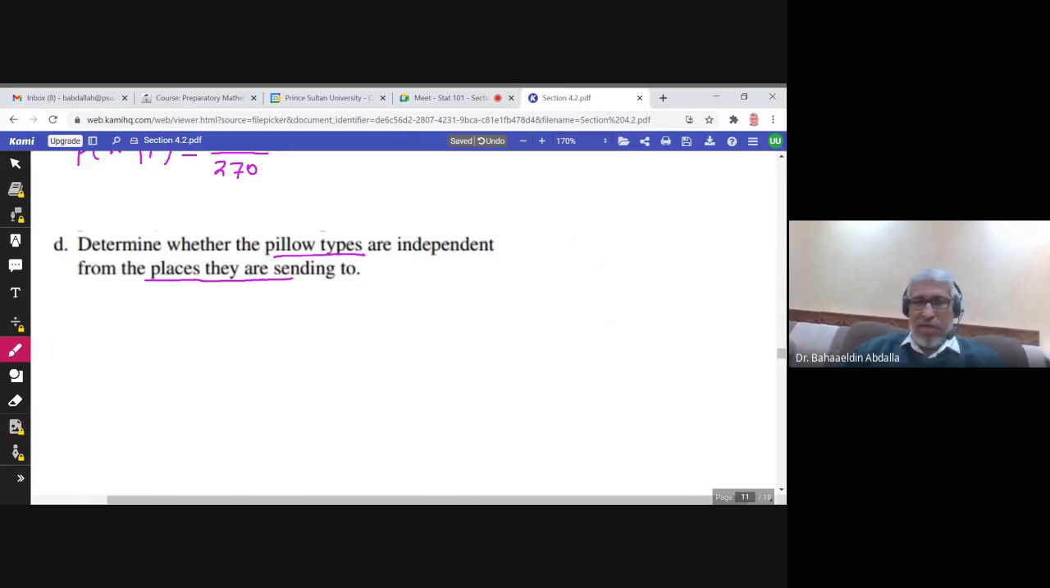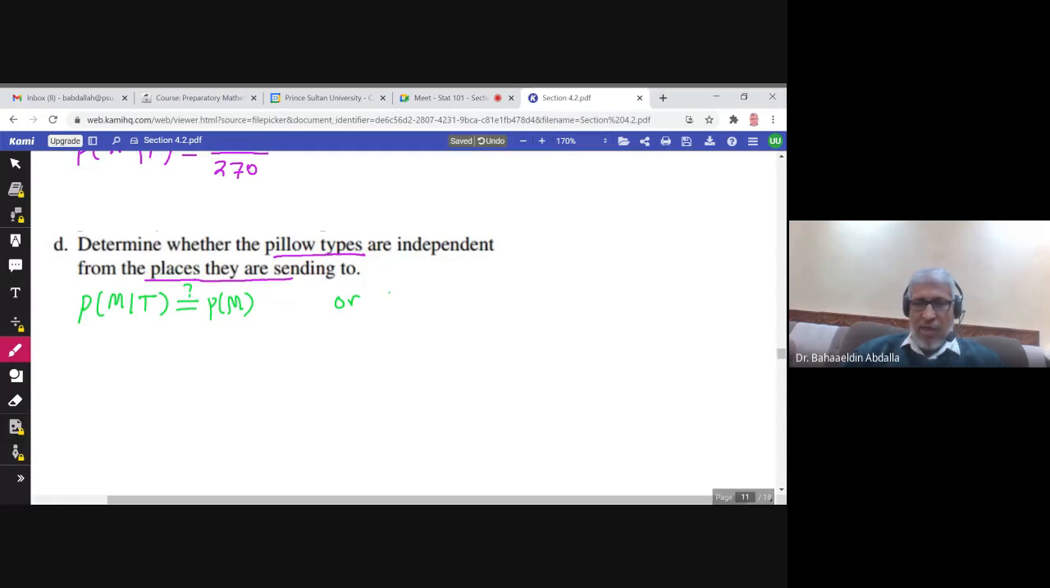To check whether T and M are independent or not, all you need to do is to find the probability of M given T and check whether it is equal to the probability of M or not.